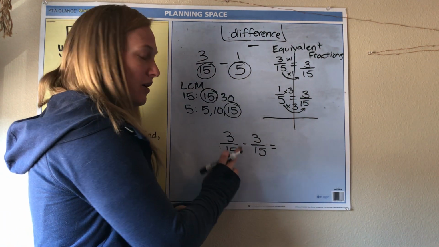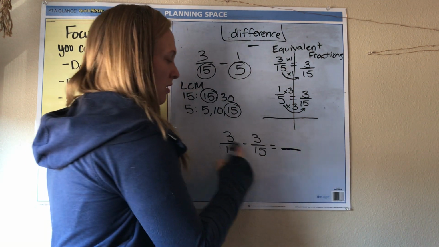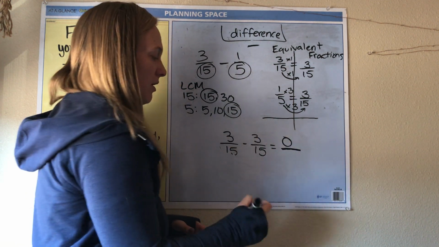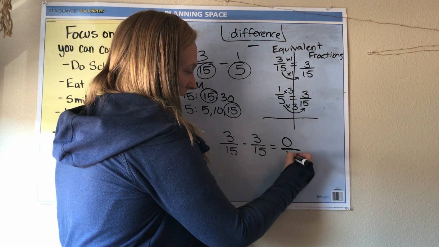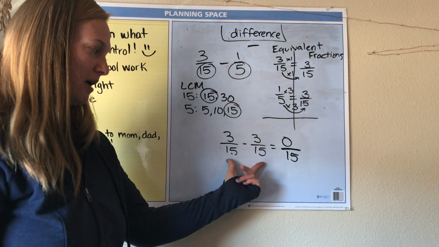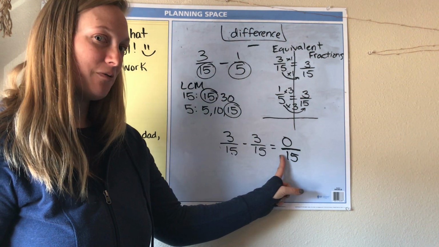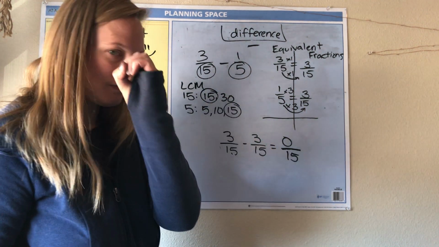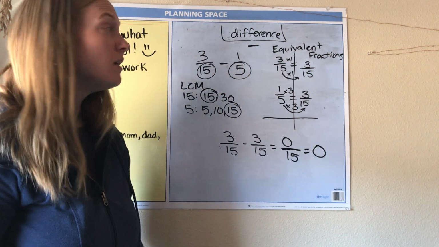When I'm subtracting or adding fractions, I'm going to subtract or add in my numerator. 3 minus 3 is 0. 15 does not change, right? Adding or subtracting fractions, my denominator doesn't change. 0/15. 0/15 equals 0. Right? Okay.